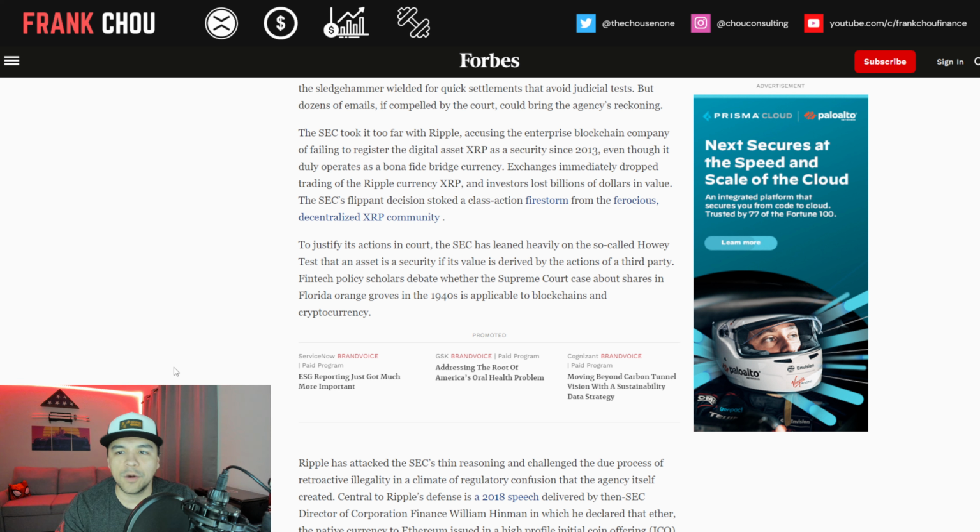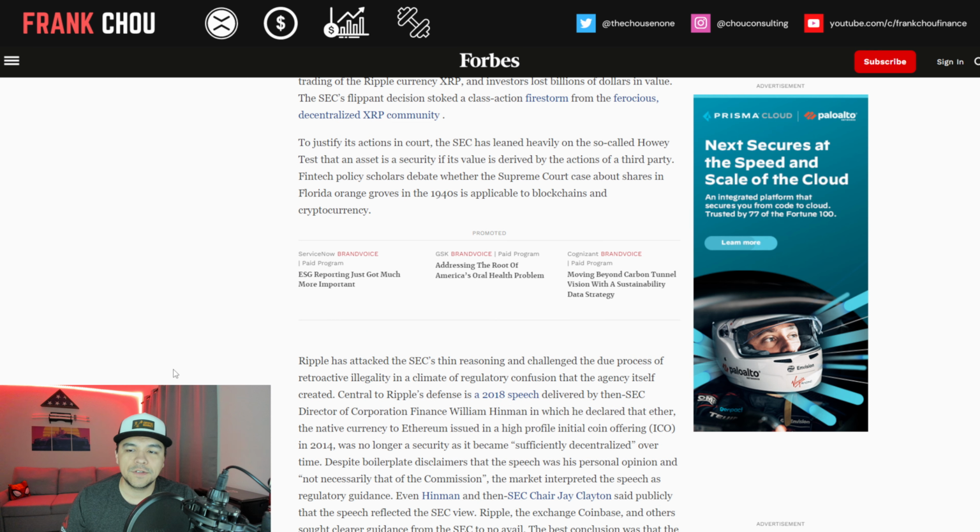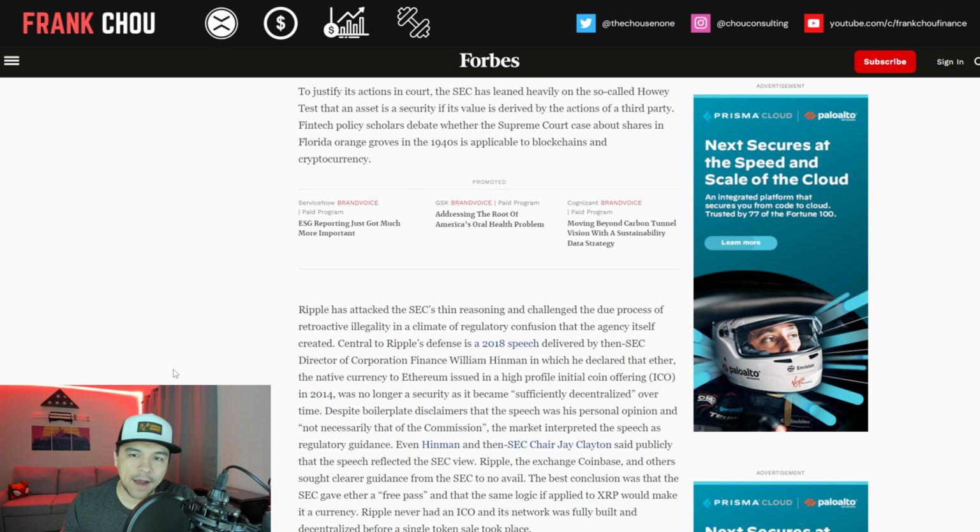The SEC took it too far with Ripple, accusing the enterprise blockchain company of failing to register the digital asset XRP as a security since 2013, even though it duly operates as a bona fide bridge currency. Exchanges immediately dropped trading of the currency XRP, and investors lost billions of dollars in value. The SEC's flippant decision stoked a class action firestorm from the ferocious, decentralized XRP community. To justify its actions in court, the SEC has leaned heavily on the so-called Howey test that an asset is a security if its value is derived by the actions of a third party. Fintech policy scholars debate whether the Supreme Court case about shares in Florida orange groves in the 1940s is applicable to blockchains and cryptocurrency.